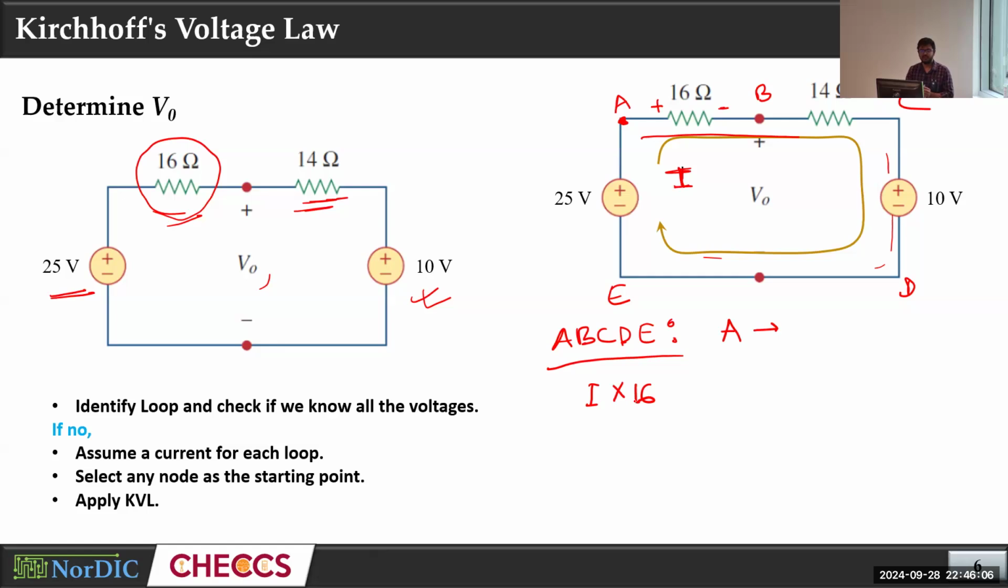So we'll travel through the whole loop. Now we are only considering the resistor. We know the current that flows through the resistor and the value of the resistor, so the voltage of the resistor will be IR, I into 16. Similarly, if we go to this resistor here, since we are following the direction of the current, this side will be positive and this side will be negative. So we will have positive I into 14, IR. Is that correct?